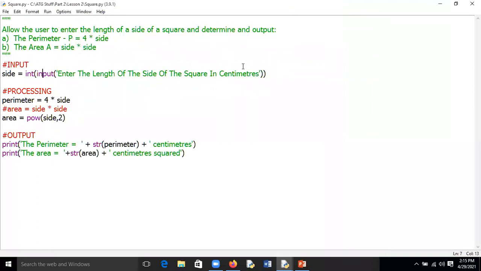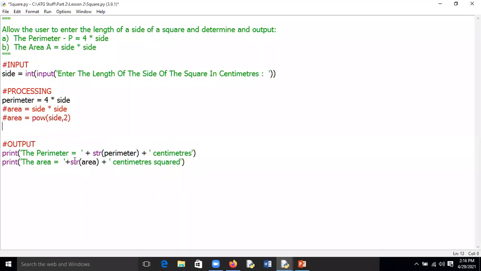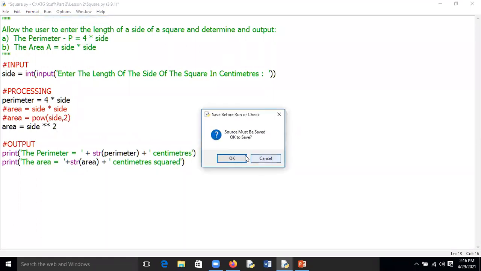Now, what is the third way of actually calculating the area? And this is something we did with mathematical operators right at the beginning. Area is assigned, and check this out. It's going to be side asterisk asterisk 2, and that is actually side squared, side to the power 2. So let's run this and check it out.